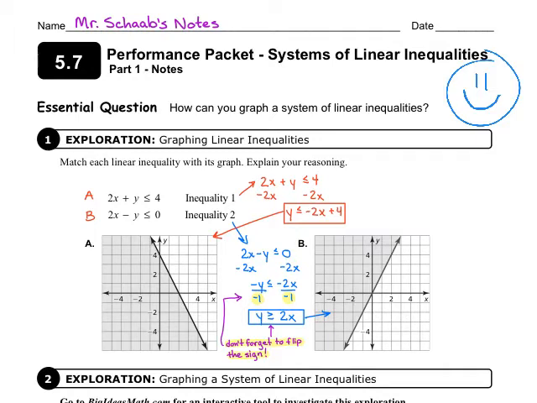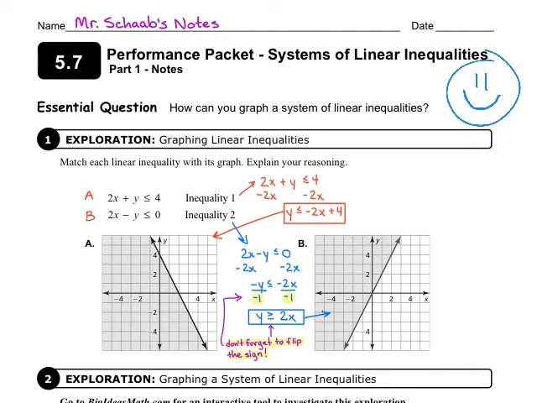Seriously, that's something that most of us are going to forget because our brains are focused on other things, like graphing these inequalities. So don't forget, if you ever have to solve for y and you have to divide both sides by a negative number to do that, you've got to flip that inequality sign. It makes a huge difference on where our solutions are in the graph.